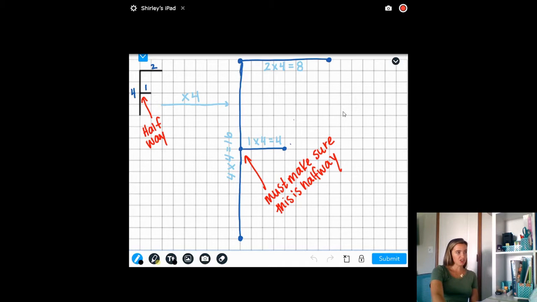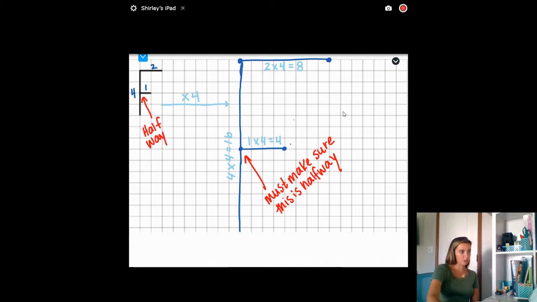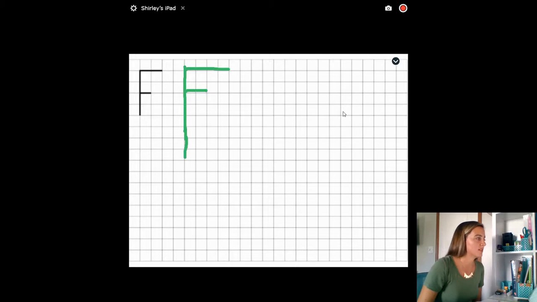Okay, the first thing I'm going to share out with you guys, I really like this one. So if you notice, what this student did is they took all of their side lengths and they doubled them. So the top of 2 turned into 4, the 4 length going up and down turned into 8, and then the middle piece turned into 2. Perfect way to scale up the side lengths.